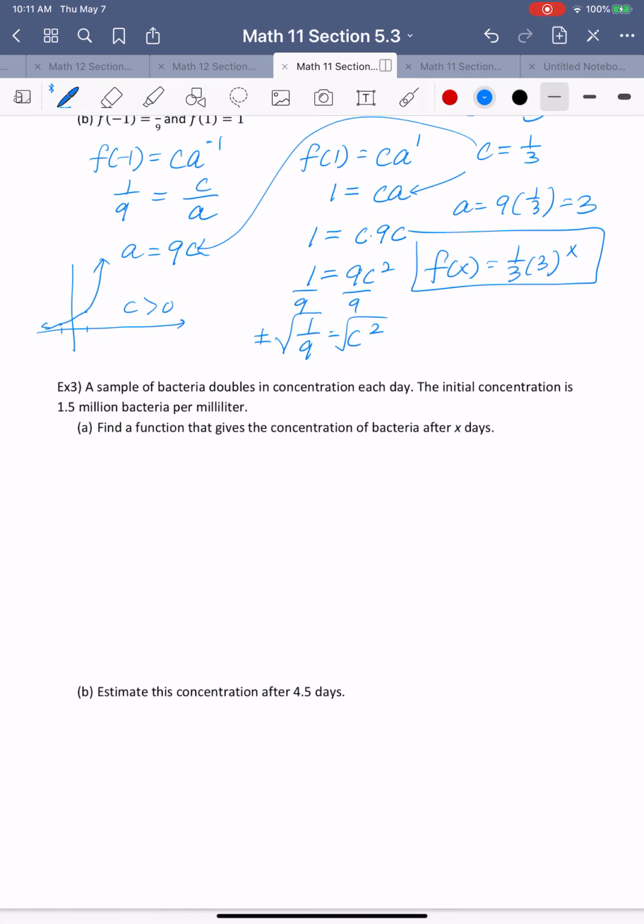Alright, number 3. A sample of bacteria doubles in concentration each day. Initial concentration is 1.5 million bacteria per milliliter. So A, find a function that gives the concentration of the bacteria after t days. Okay, so I want to use the general form c times a to the x power because they're talking about doubling, which is multiplying by 2, right? So c is actually the initial value.